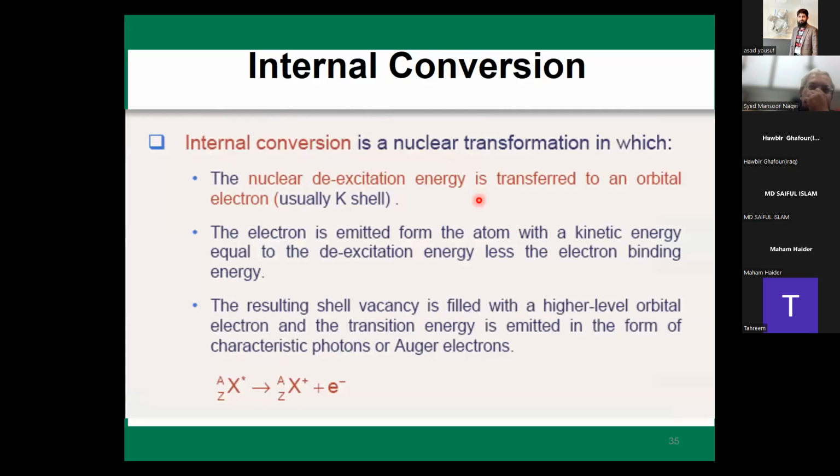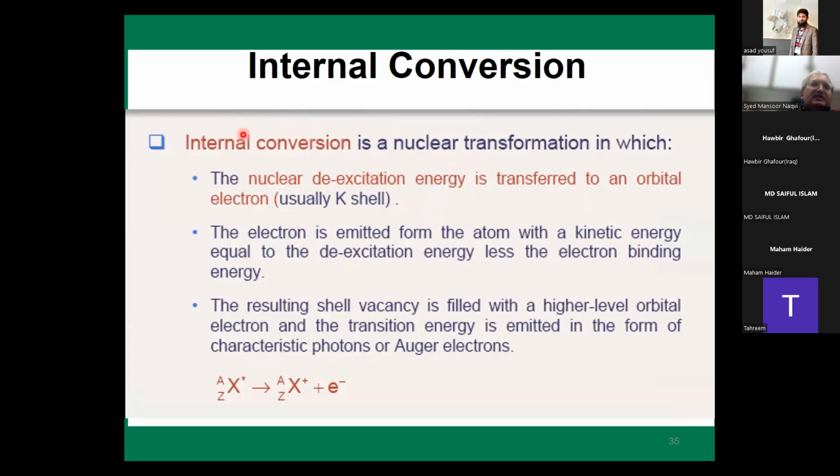Another mechanism is internal conversion, where the nuclear de-excitation energy is transferred to an orbital electron, usually the K-shell electron. And the electron is emitted from the atom with a kinetic energy.